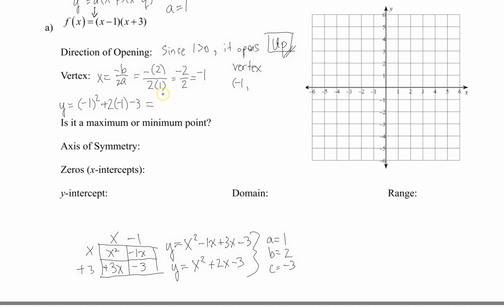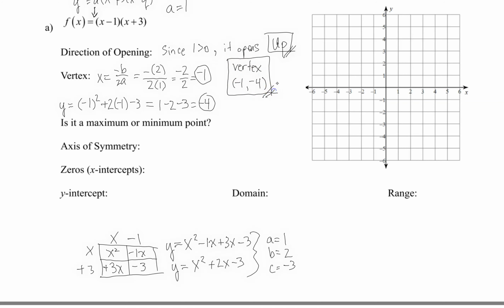And as a result, we get negative 1 squared, which is 1. 2 times negative 1 is minus 2, and then we have minus 3. 1 minus 2 would be negative 1, and negative 1 minus 3 would be negative 4. And so I'm going to circle those two. The y-coordinate then is negative 4.